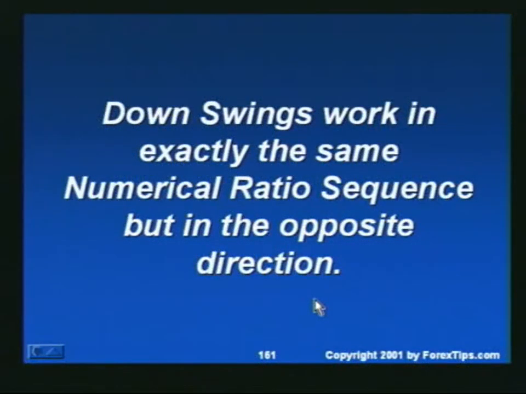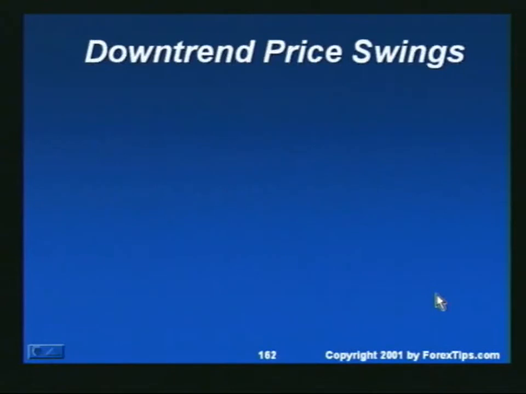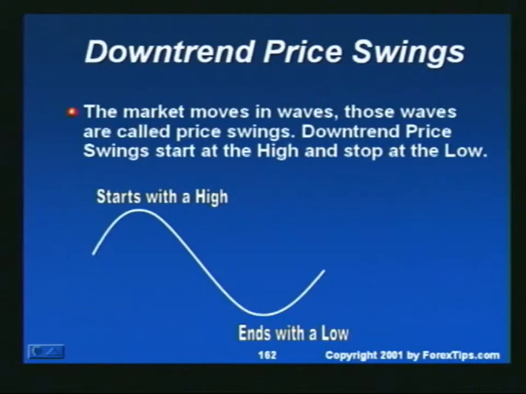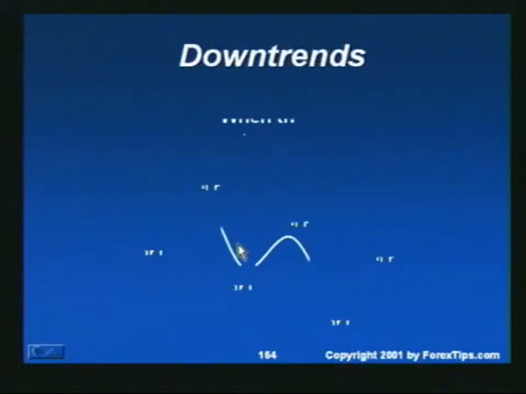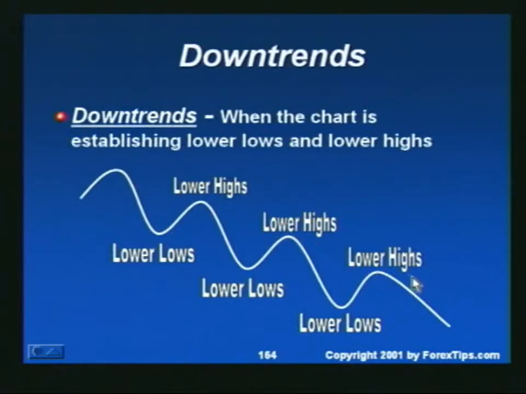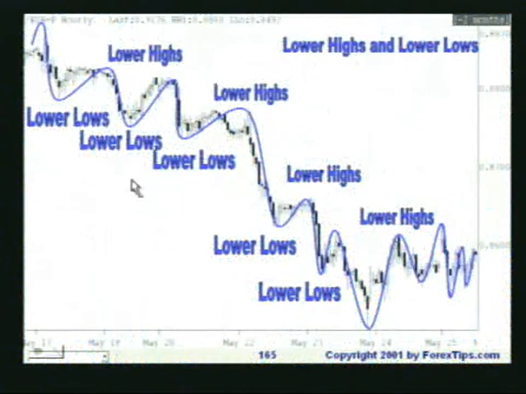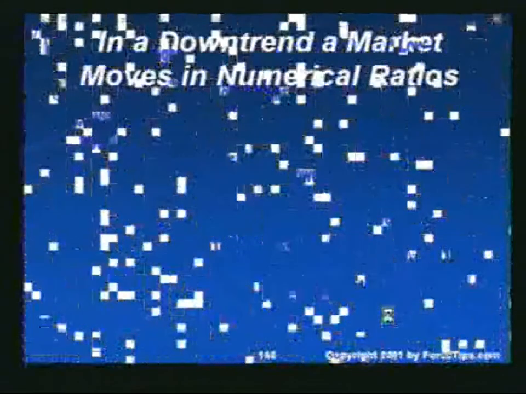Now, downswings work exactly the same and in the same numerical sequence as an upswing. Now let's look at a down price swing. The downswing starts at a high and ends at a low. Now when it starts at that high and ends at a low, as it is dipping, that is called a reaction. Look at this downswing, high to the low. Works the exact opposite. Downtrends are making lower lows and lower highs. Let's look at this downtrend. Lower lows and lower highs.